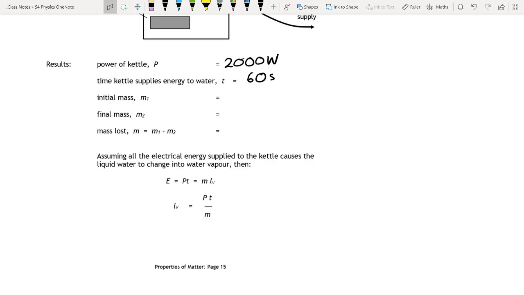So I'm going to find out what the initial mass is and the final mass. And then you guys are going to calculate the latent heat of vaporization, bearing in mind that the actual value is 2.26 times 10 to the 6 joules per kilogram. So we'll see if we can get anywhere close to that. So first of all, the initial mass.